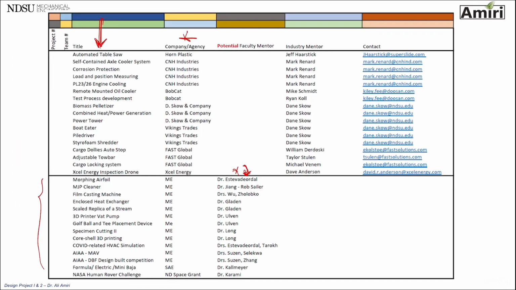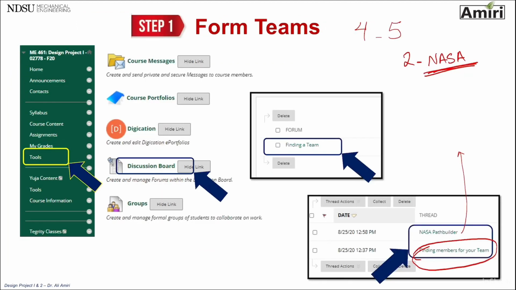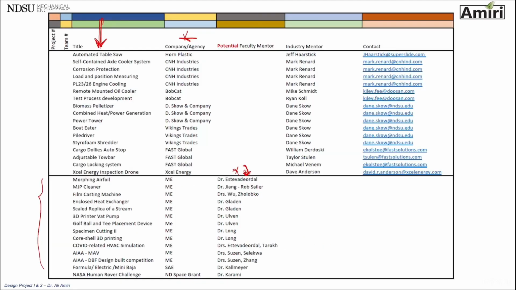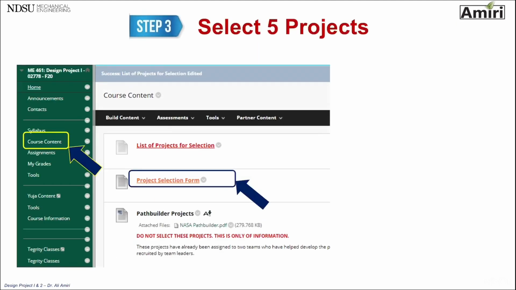Again, just to clarify, the Path Builder projects, do not put these on your selection. Those are just for information. I've included the information for them. Those have already a team, so do not put those on your selection forms. The selection form refers to all other projects that you're going to see on this table and that document on Blackboard.